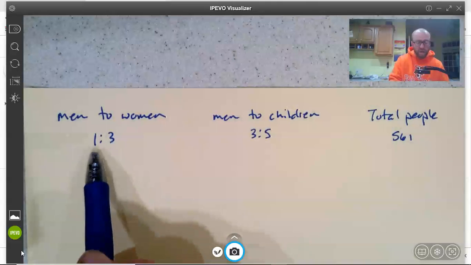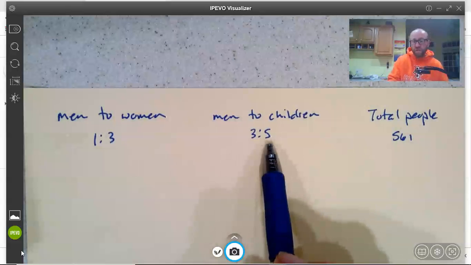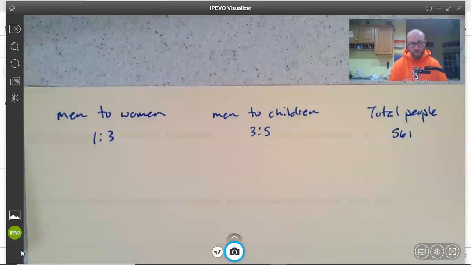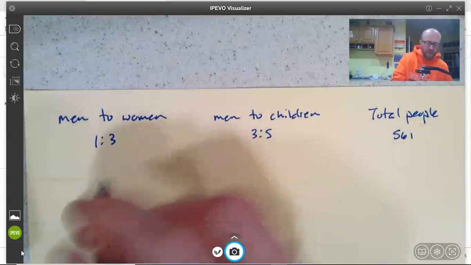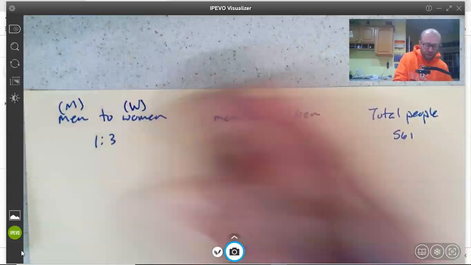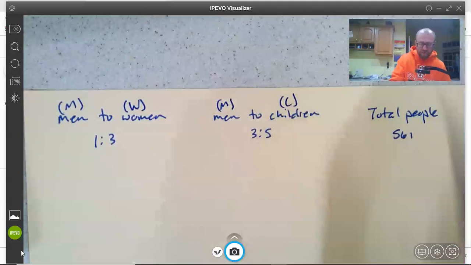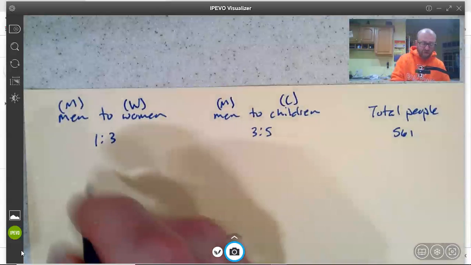So we're told that the ratio of men to women is 1 to 3, the ratio of men to children is 3 to 5, and that the total number of people is 561. So when we say that the ratio of men to women is 1 to 3, let's just call M for men, W for women, and C for children.